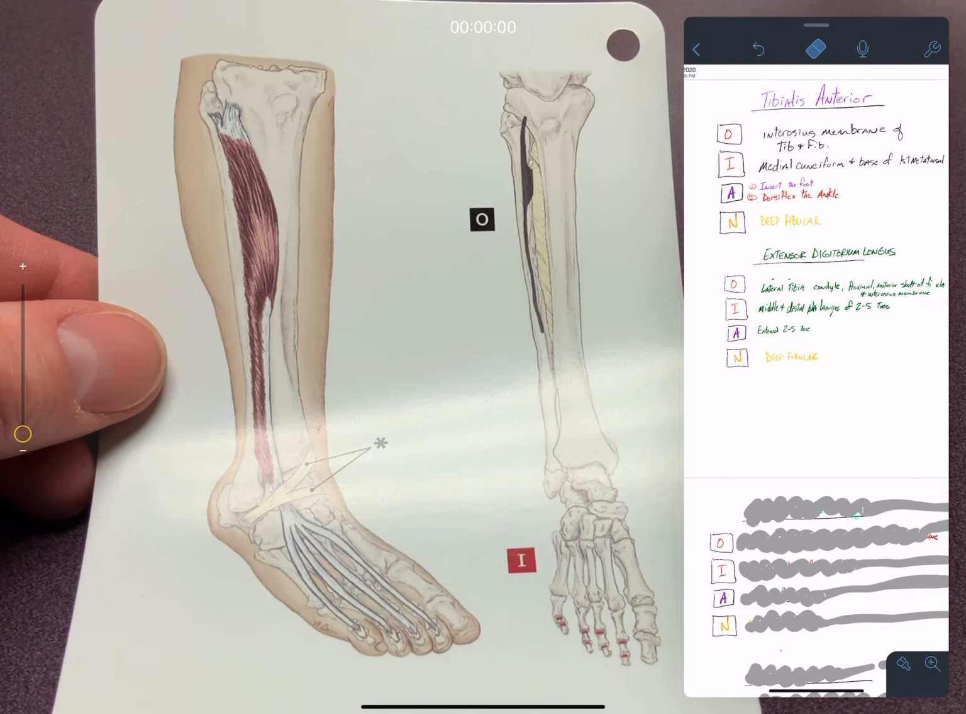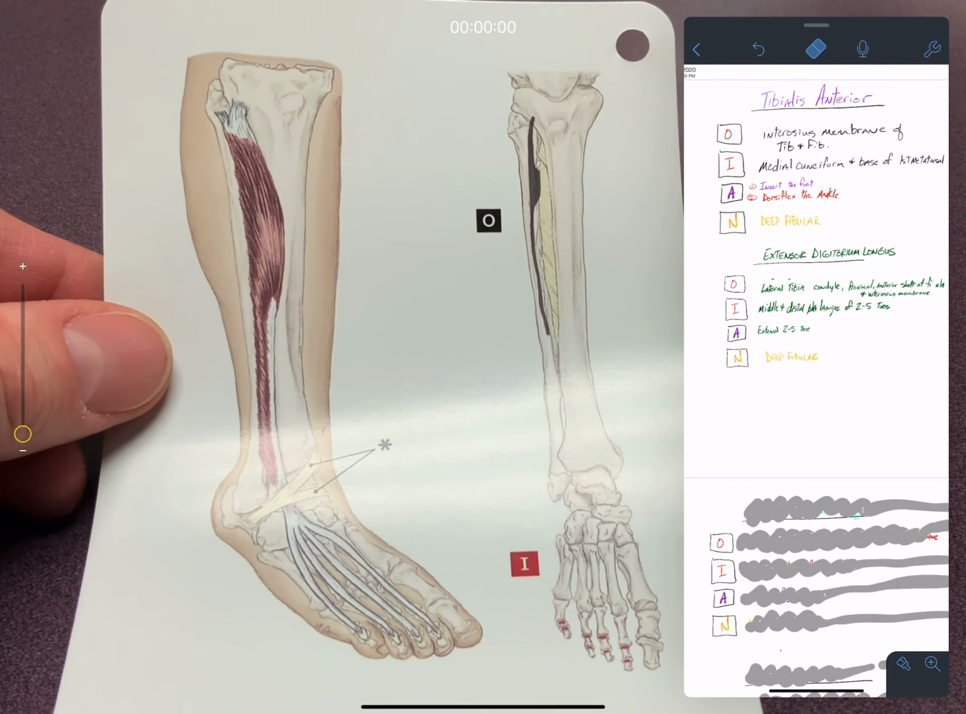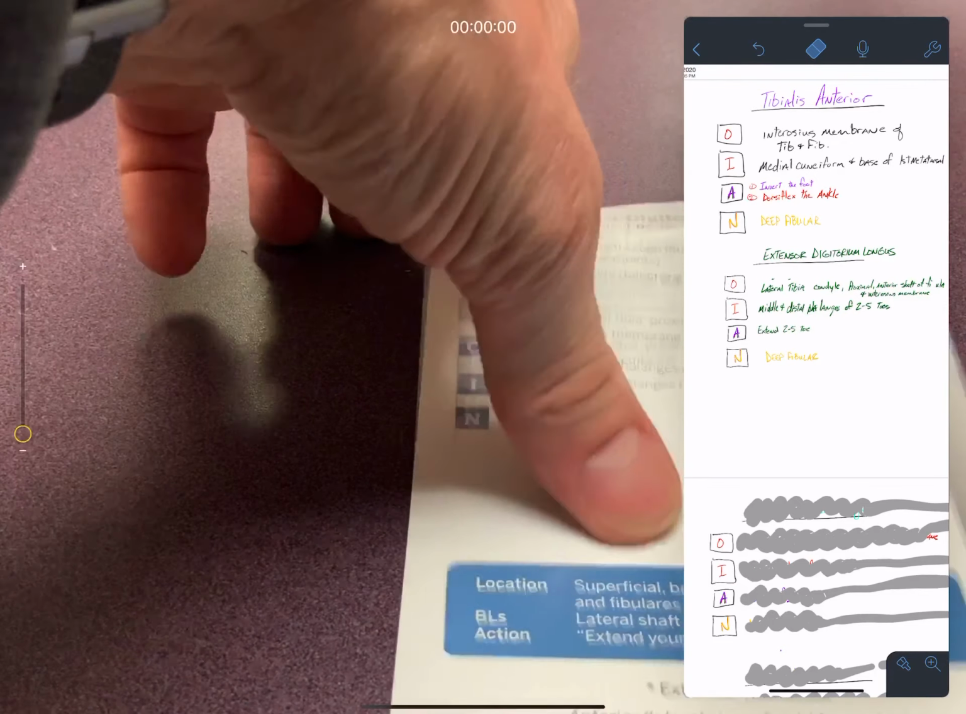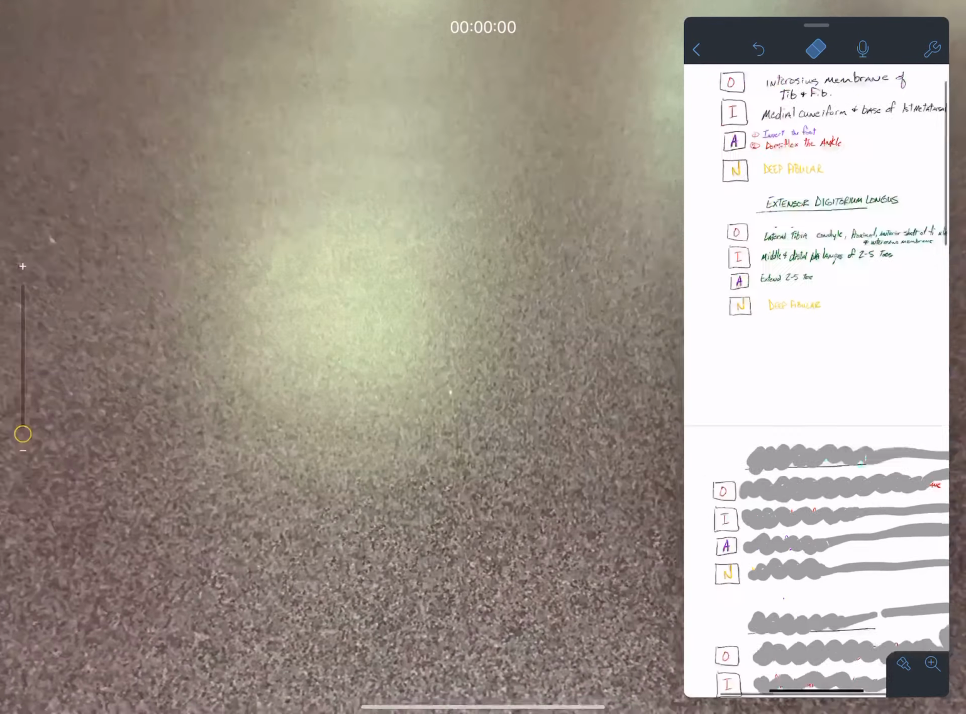Why? Because we're on the front side of the leg. Deep fibular. Got it. Next.